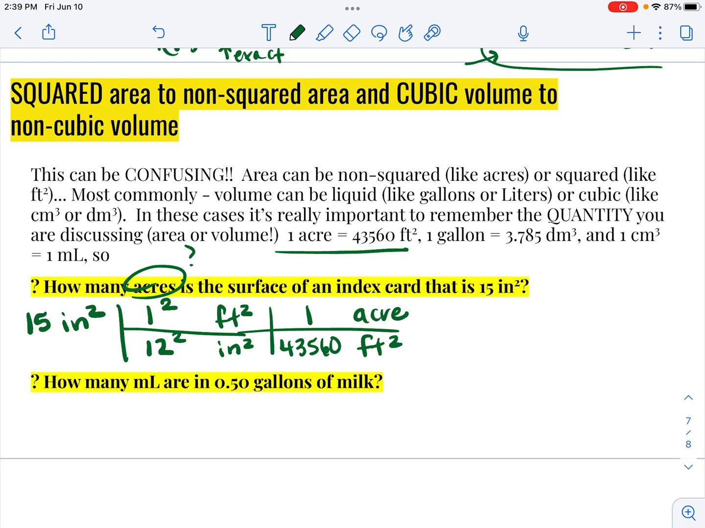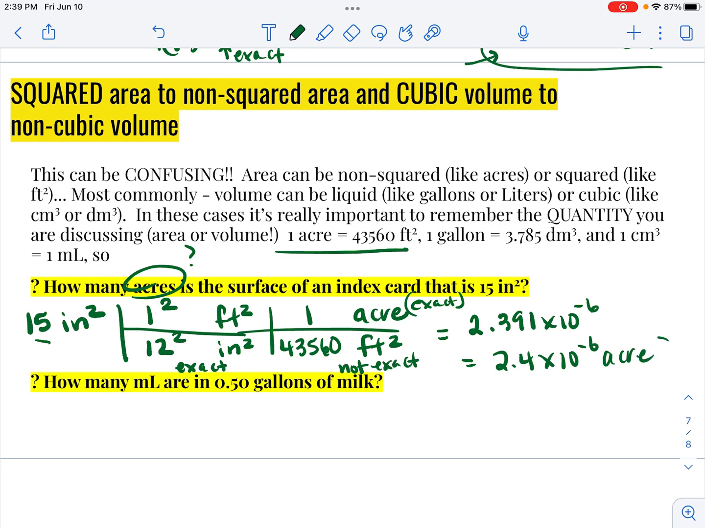43,560 feet squared. This is exact because it's a definition, but this is not exact. So the 1 acre part is exact, but the 43,560 is not. So I have 2 sig figs in my given, and then 4 in my conversion. So that gives me 2 when I'm done. My calculator spit out 2.391 times 10 to the negative 6th. I'm going to keep 2 sig figs, so that's 2.4 times 10 to the negative 6 acres, which makes a lot of sense because an index card is nowhere near the size of an acre.